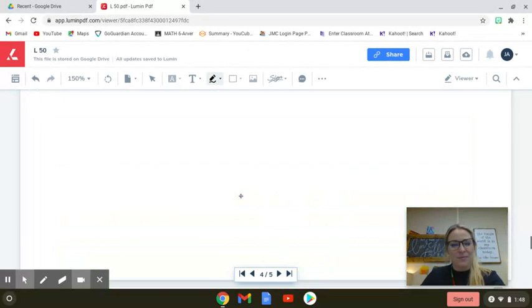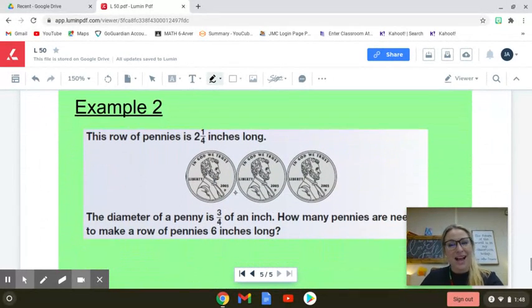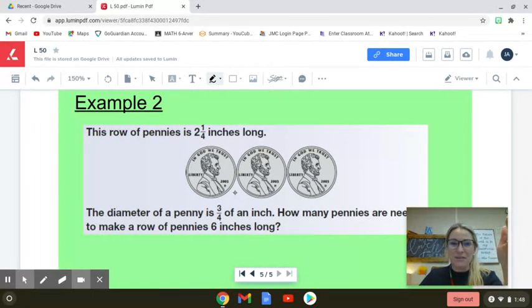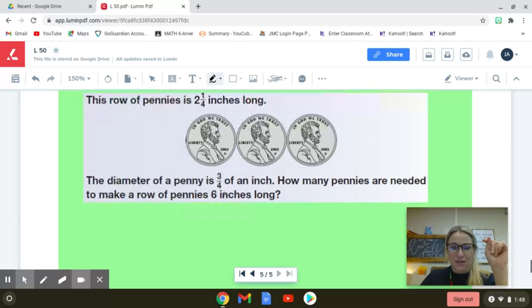Let's look at this next example right here. Before I started filming this video, I had to read through this problem twice to make sure I was reading the information correctly. Here we go. This row of pennies is 2 1/4 inches long. The diameter of a penny is 3/4 of an inch. How many pennies are needed to make a row of pennies 6 inches long?